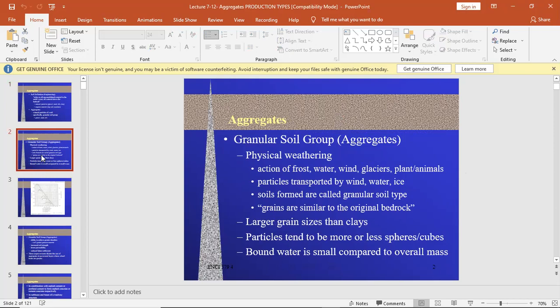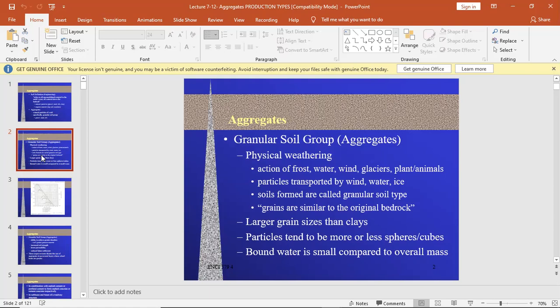Then there are particles that are larger than clays. Particles tend to be more or less spherical or cubical in shape, but less spherical as compared to clay particles. They are cubical in shape, and if prismatic, that's very good. But normally when we talk about aggregate, we talk about cubical aggregates that have angular faces, and that is also a desirable highway material.